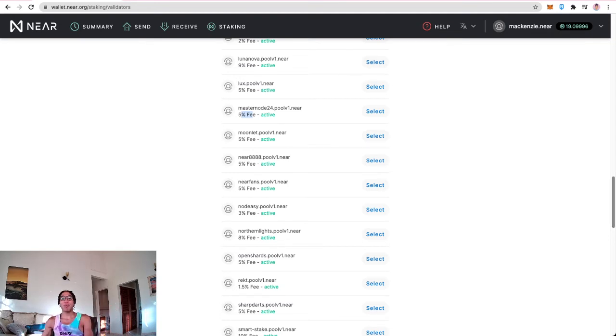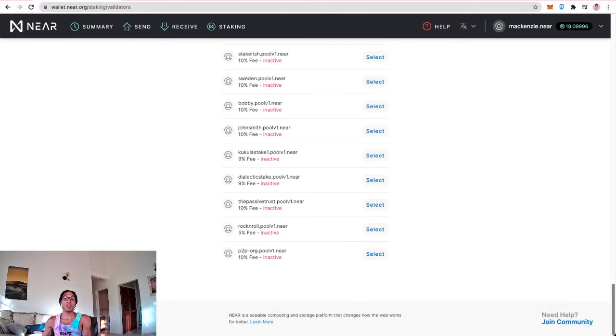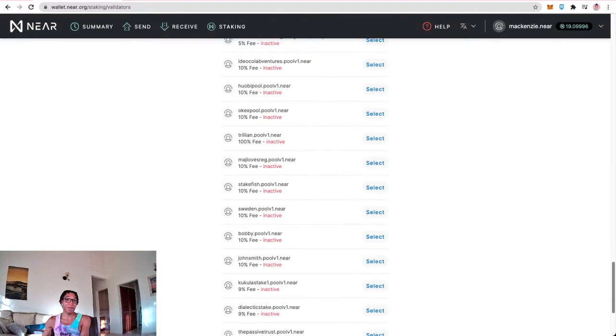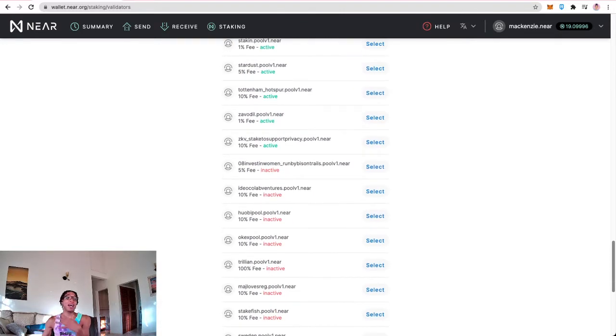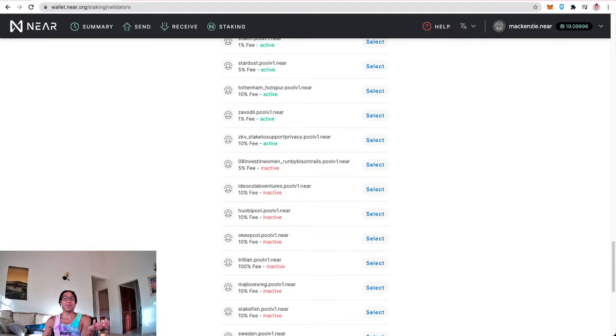To get a little more of that information, we're going to go to a website. You can see all these inactive validators at the bottom. These are validators that are inactive for whatever reason. For example, this Invest in Women run by Bison Trails. I used to validate with them for the Marmaday.near account, but they lost their seat as a validator, and I will show that information here.